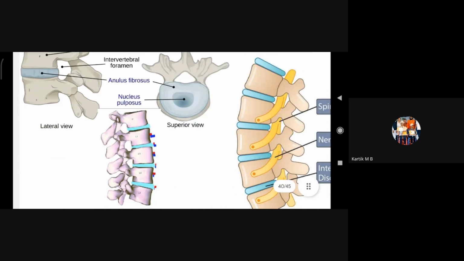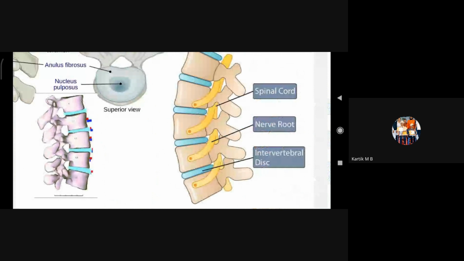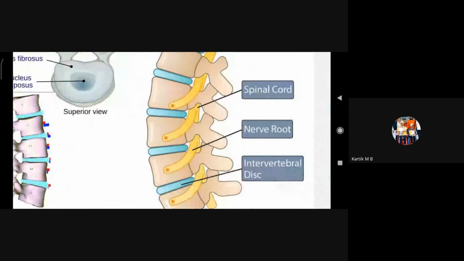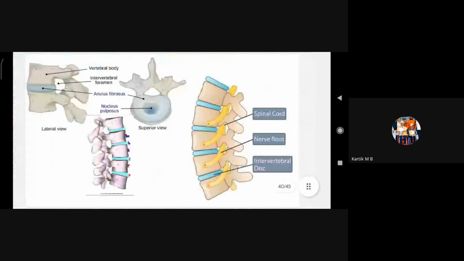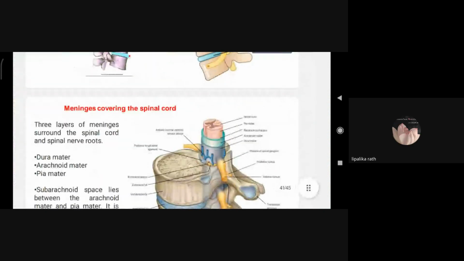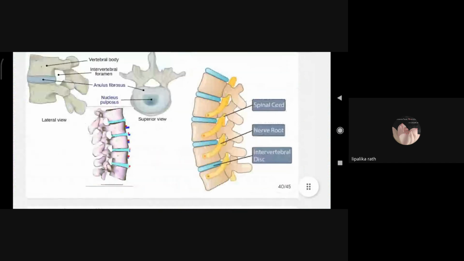Now, in this picture you can see the spinal cord is going through the spinal column, and the nerves are releasing through the spinal foramen. Sorry, intervertebral foramen. Spinal cord is moving.